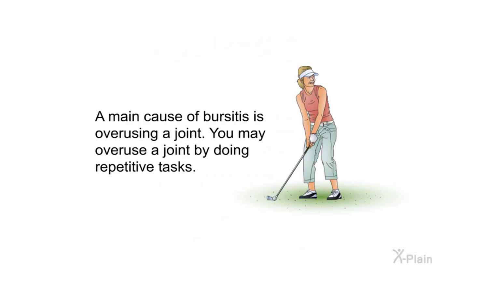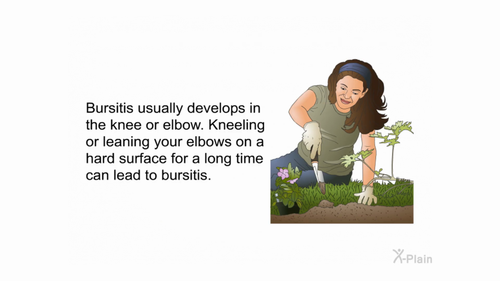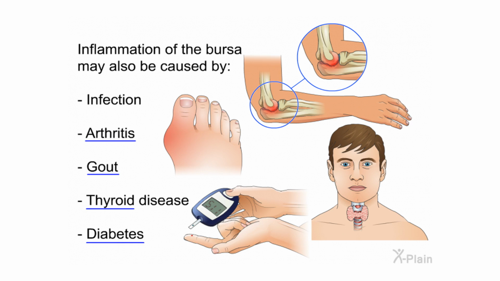Causes. A main cause of bursitis is overusing a joint. You may overuse a joint by doing repetitive tasks. Direct trauma to a joint can also cause bursitis. An example of direct trauma is slamming your knee against the ground during a fall. Bursitis usually develops in the knee or elbow. Kneeling or leaning your elbows on a hard surface for a long time can lead to bursitis. Inflammation of the bursa may also be caused by infection, arthritis, gout, thyroid disease, or diabetes.